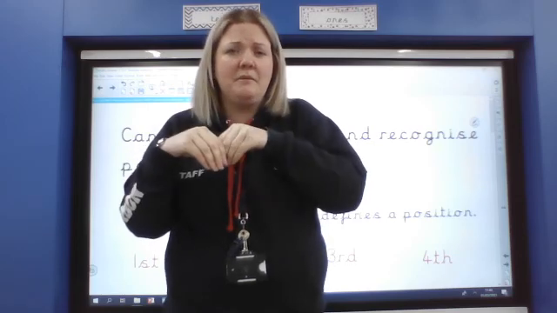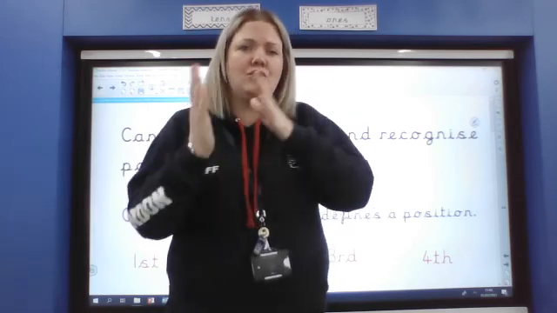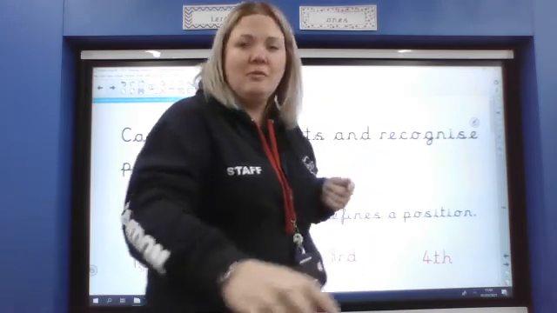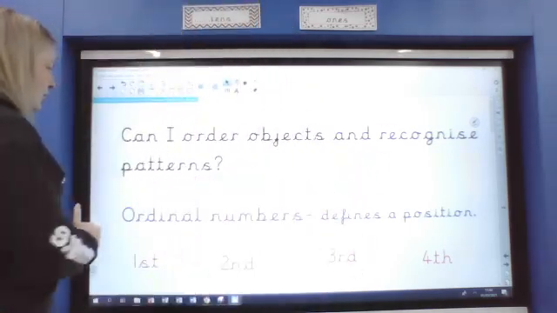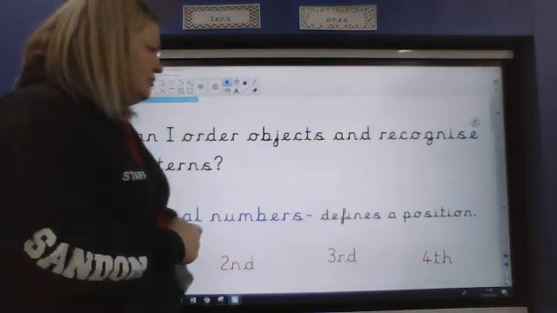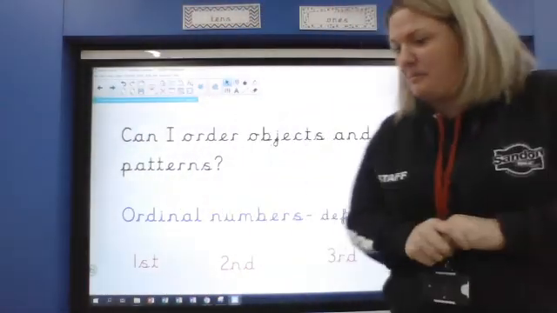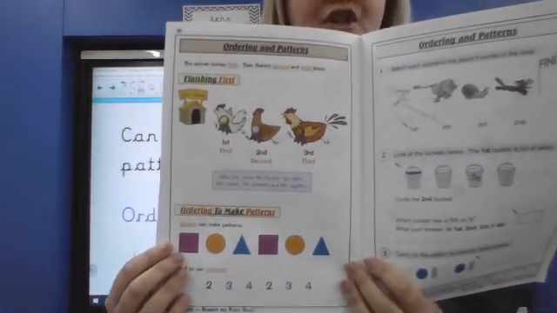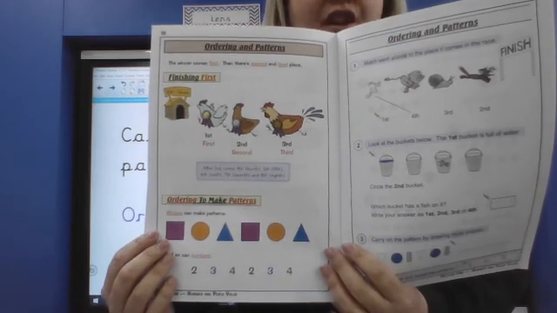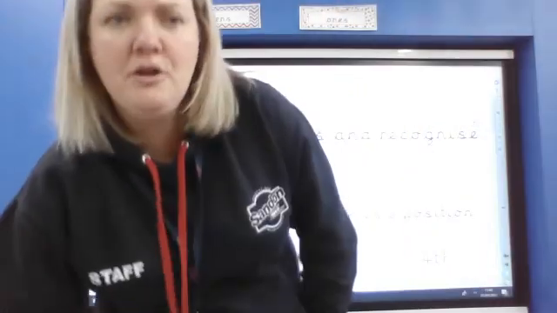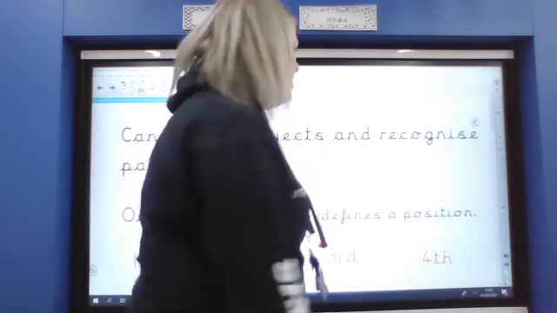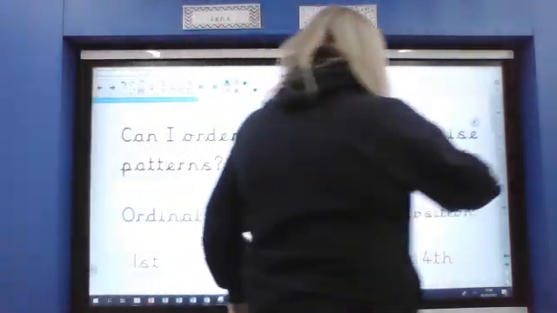So we look at shapes. How are we going to make those two shapes a pattern? What would we need to do? We'd need to repeat it, wouldn't we? So we are looking at ordinal numbers, and that defines a position. We're looking at these numbers here, and it's first, second, third, and fourth. And you may have heard that language on sports days when we're having a race.